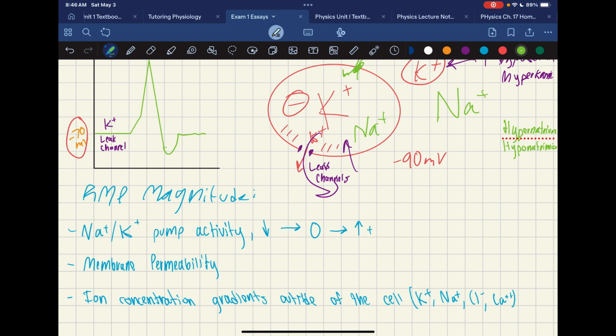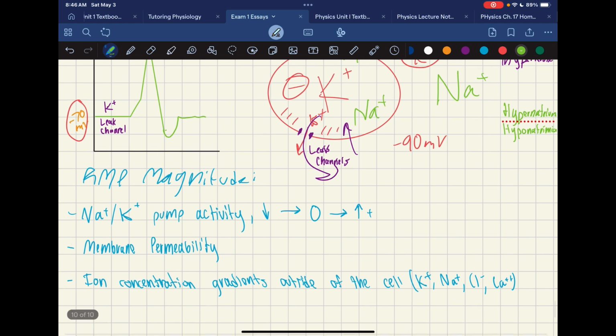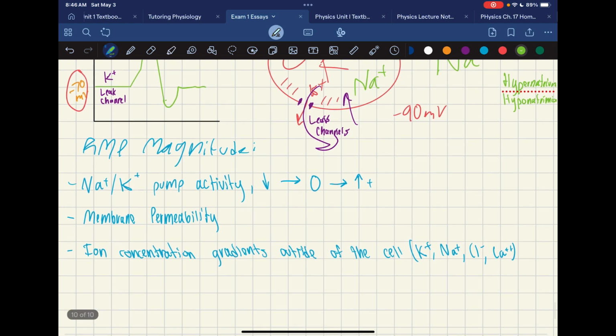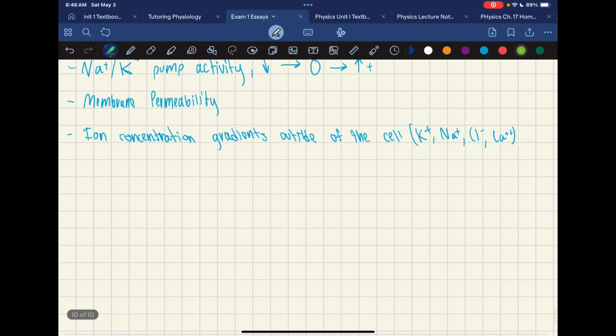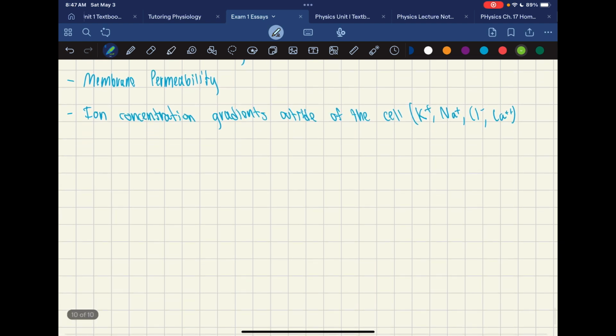However, this is something we'll talk about in a little bit, after we talk about the Nernst equation and the driving force. So we'll come back to that. Hyponatremia, there's a little more to it. It has more to do with action potentials, but we'll come right back to that.